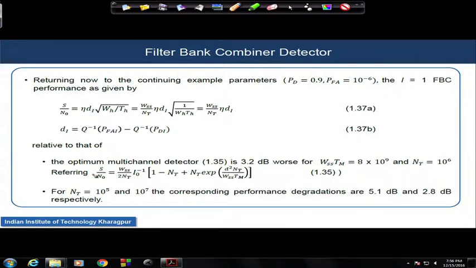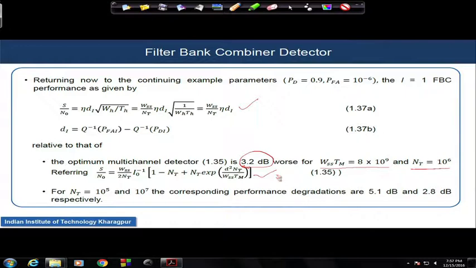Relative to the optimum multi-channel detector, it will be a 3.2 dB worse performance when your WSSTM is 8 into 10 to the power 9 and NT is the same 10 to the power 6. So the comparison is such that this is the performance of the optimum detector and this is the FBC, and I am trying to calculate the performance of both, when WSSTM is 8 into 10 to the power 9 and NT equal to 10 to the power 6.